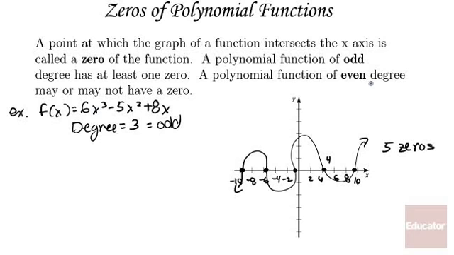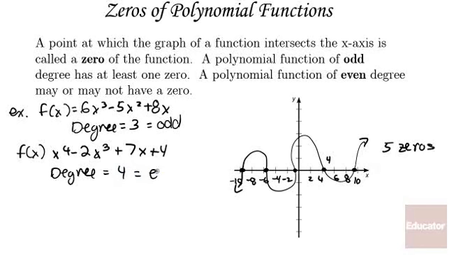If the degree is even, it may or may not have a zero. It may or may not intersect with the x-axis. So something like this might have a zero, might not. So the degree equals 4. It's even. It may or may not have a zero.